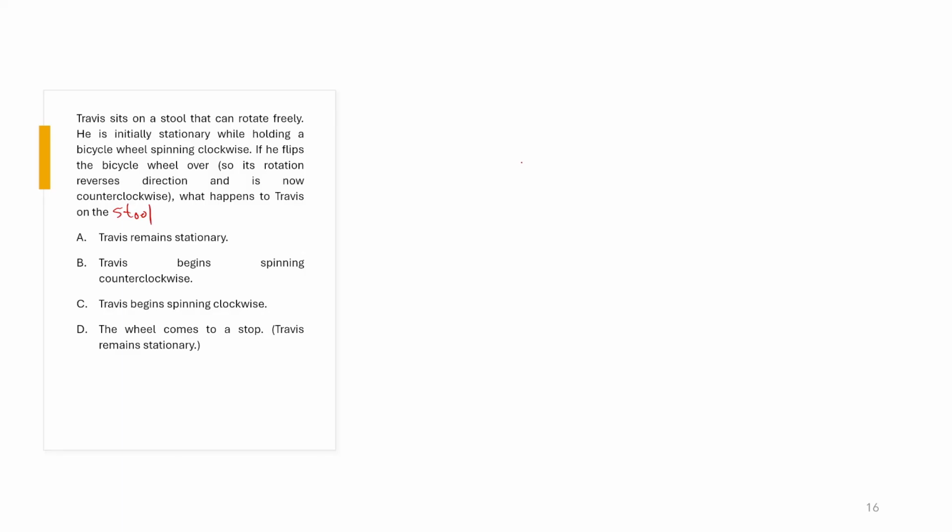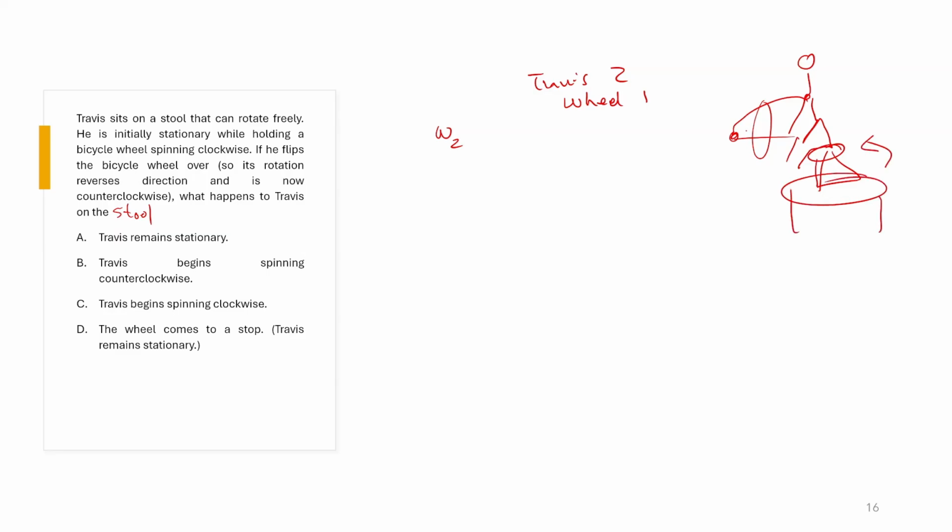So at first he is stationary. Let's say Travis is number 2, and we can call the wheel number 1. There's the bar with the wheel, and Travis is handling it. He's sitting on the stool that is also free to rotate, on this platform that was rotating. So this object is rotating like this, in the plane.